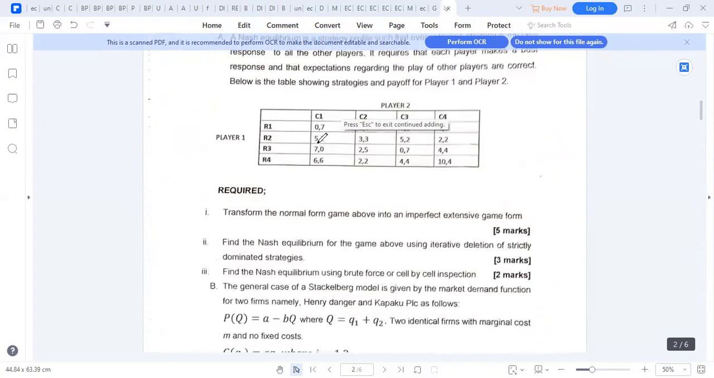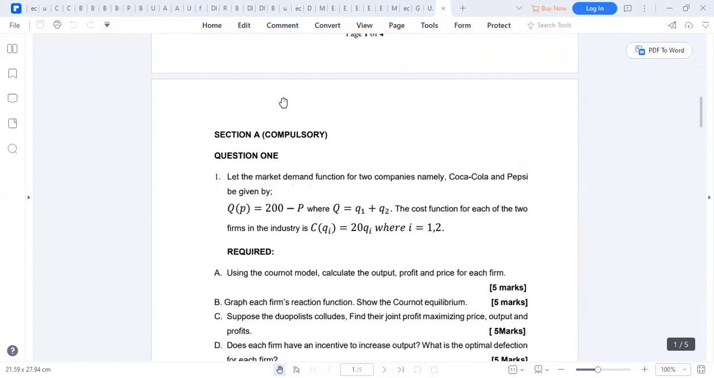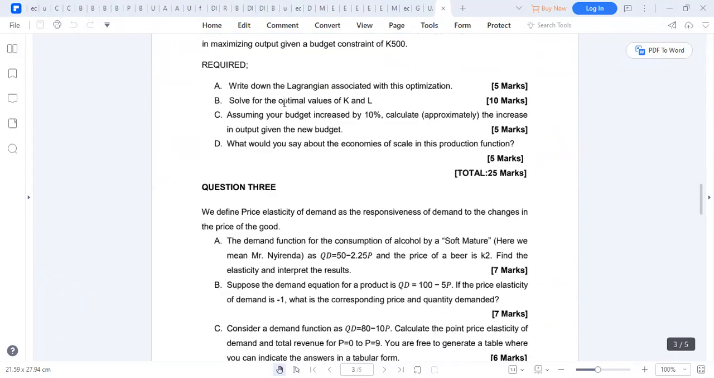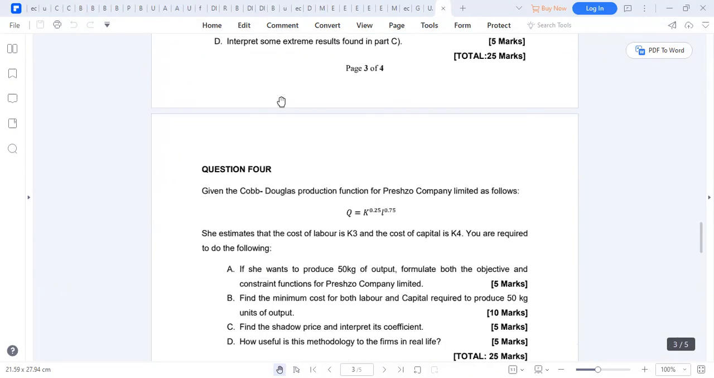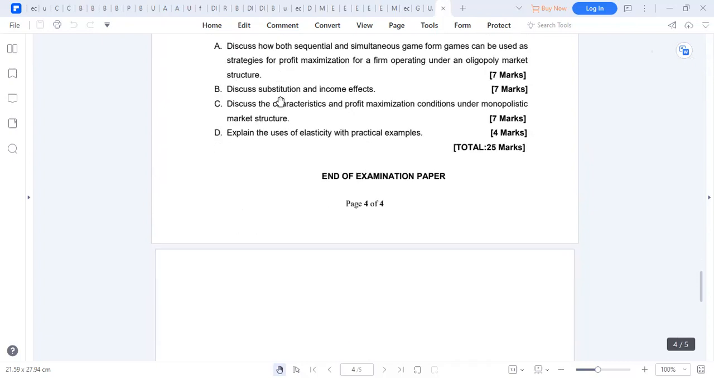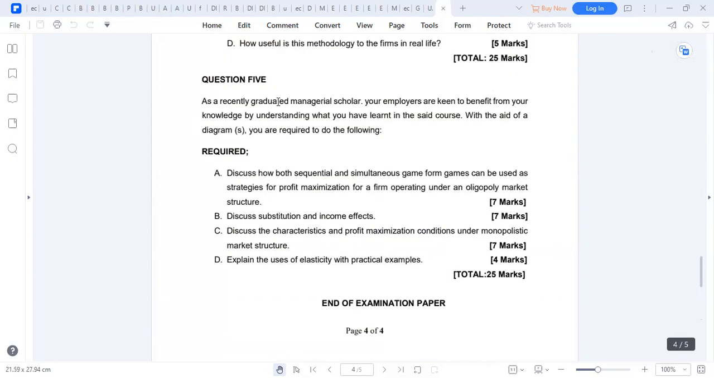So let me go to a different paper. Geoeconomics. I hope I won't confuse myself. Okay.